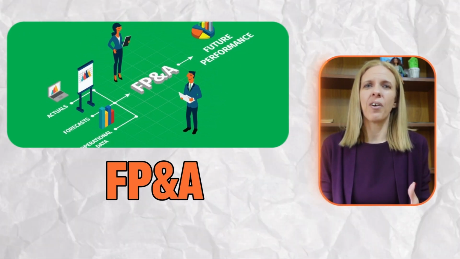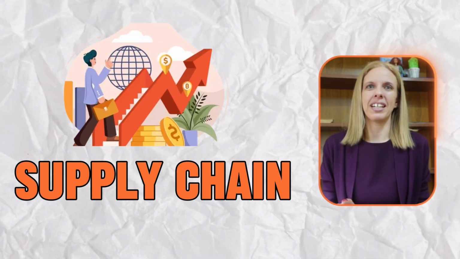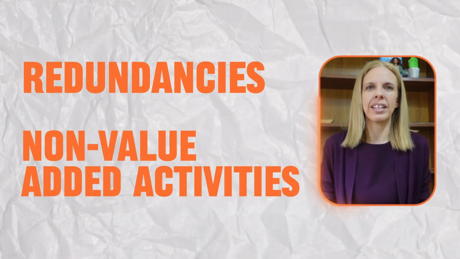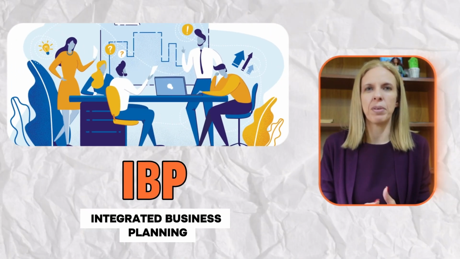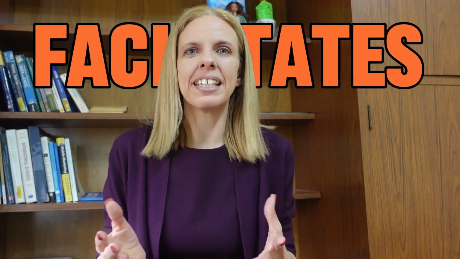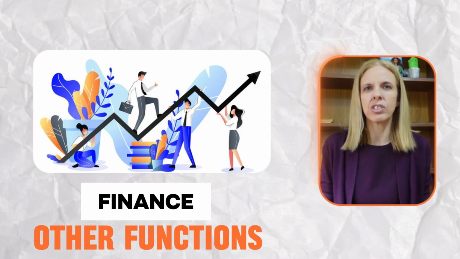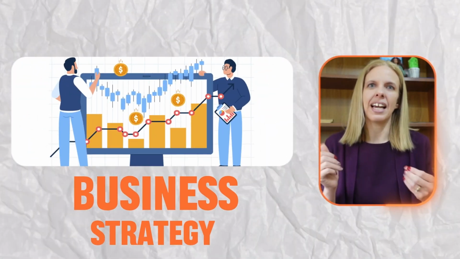FP&A is a silo in finance, whilst S&OP is a silo in supply chain. So with this situation, there may be redundancies and non-value-added activities. In the most advanced stage of S&OP, or IBP, integrated business planning facilitates the integration with finance and with other functions, and is the link to the business strategy as well.